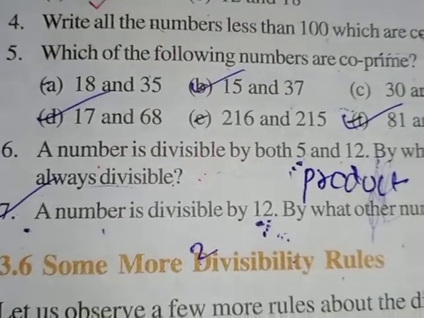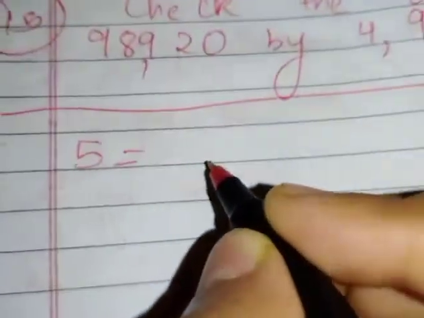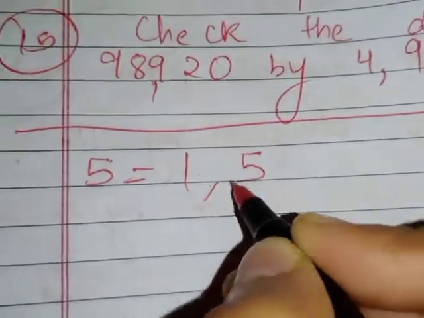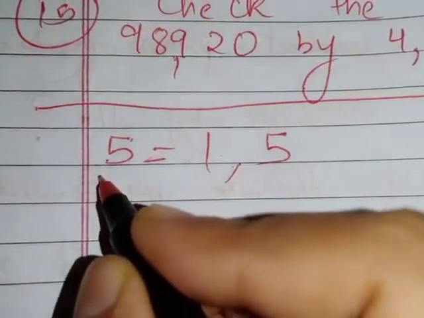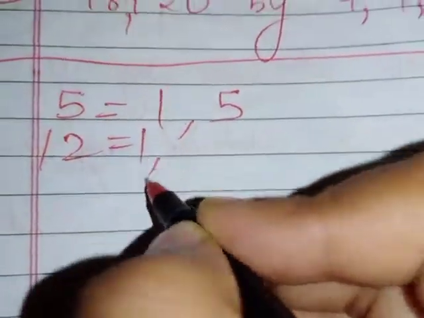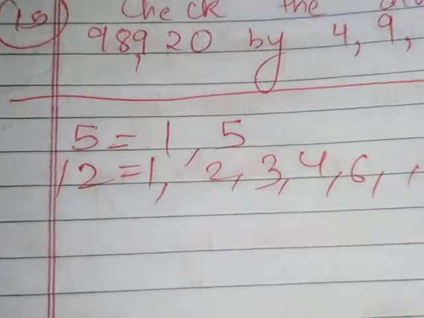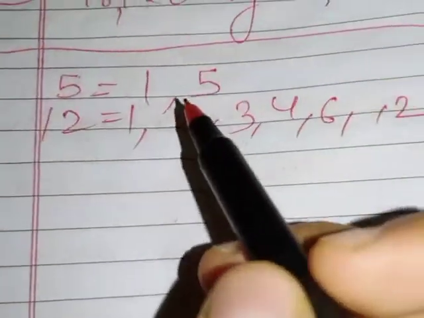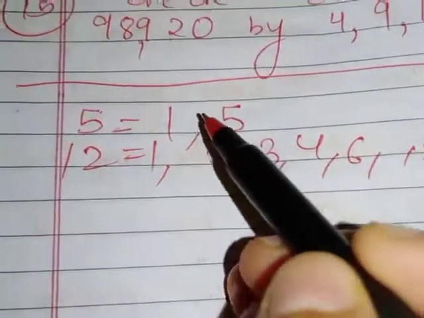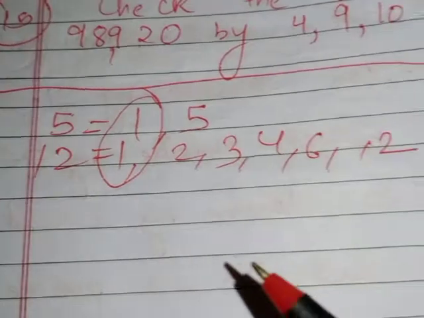For such types of questions, what we have to do is, first of all, find the factors of 5. We know that the factors of 5 are only 1 and 5, and we need to find the factors of 12, right? So we know that the factors of 12 are 1, 2, 3, 4, 6 and 12. If you see here, these are the factors. Now what is the common factor here? Only 1. Other than 1, we don't have any other factor in common.